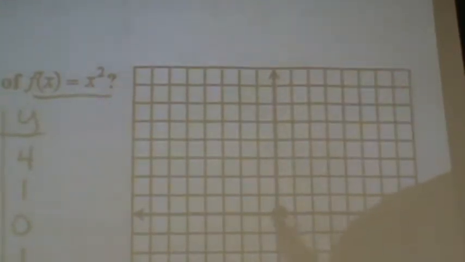So, the trick that I showed you, you start at the origin and you go over 1 both ways and up 1, and over 2 and up 4. If you wanted to do another one, you'd go over 3 and up 9. I don't think there's 9 here, it'd be off the page, it'd be like right here.